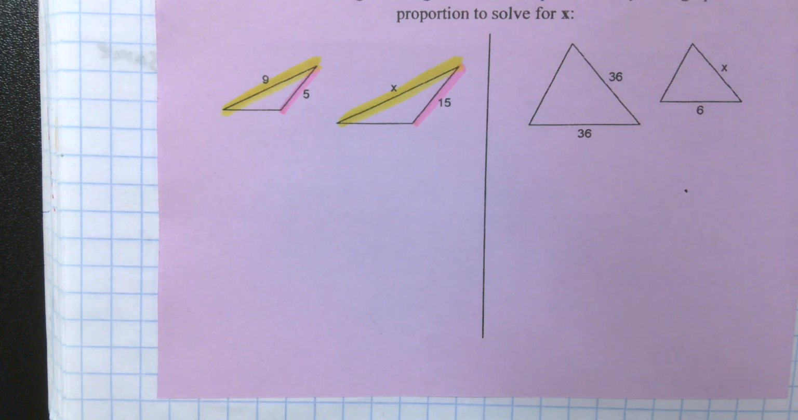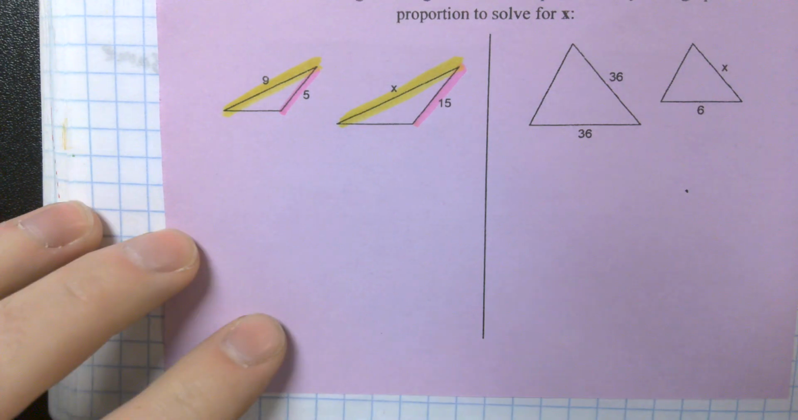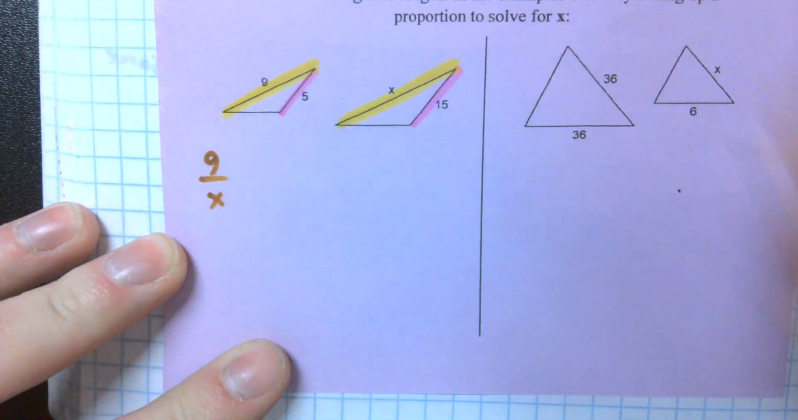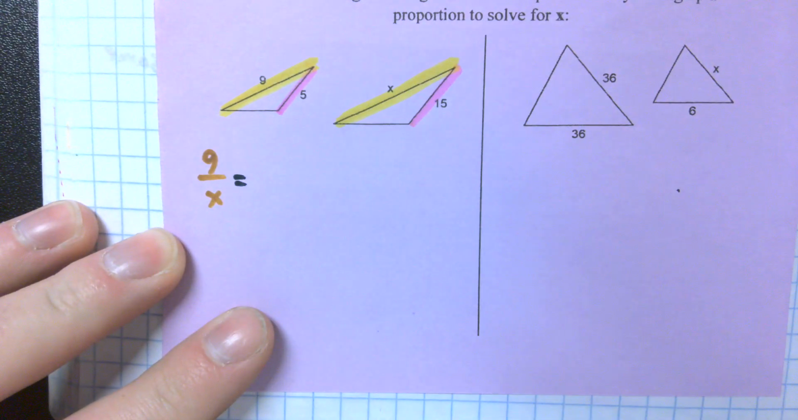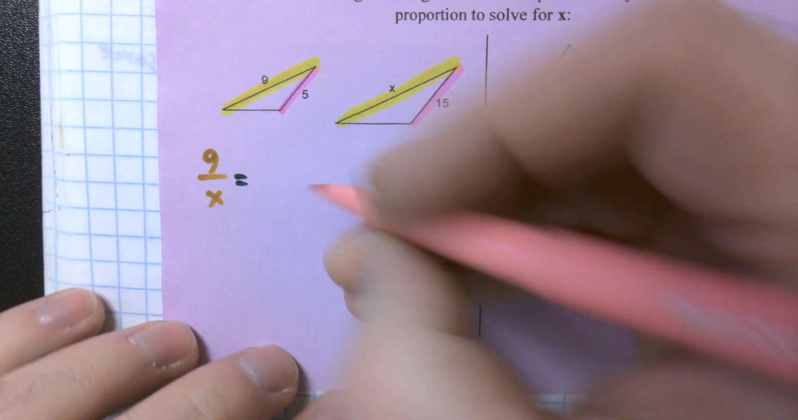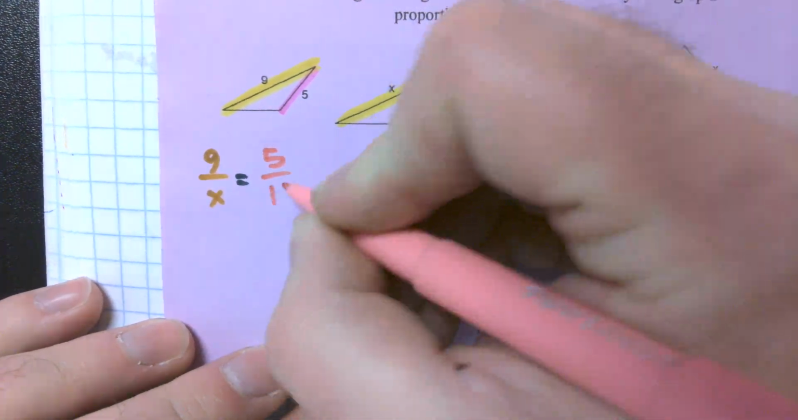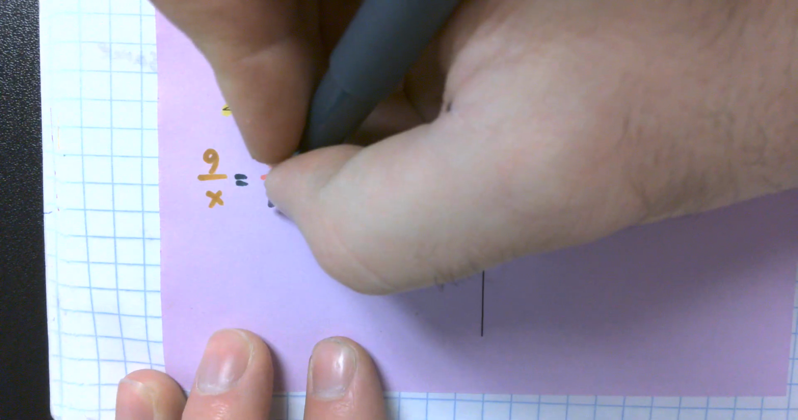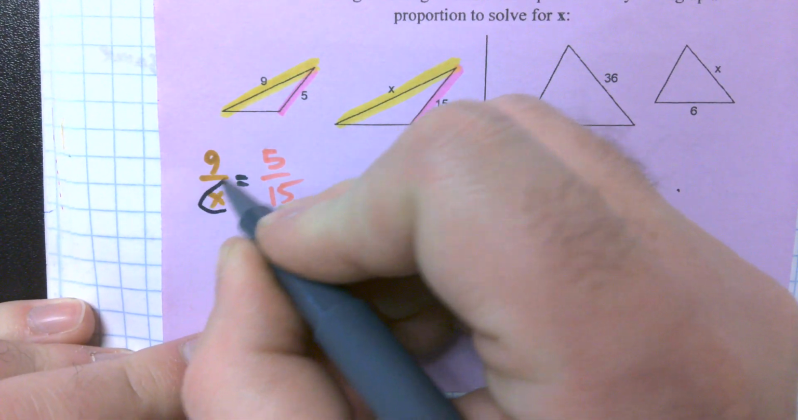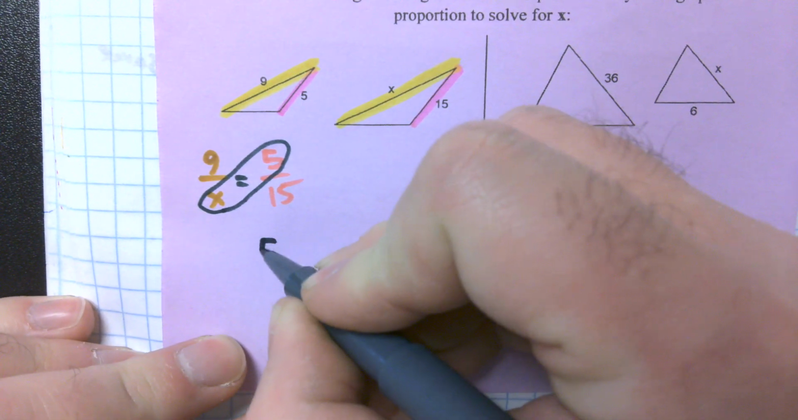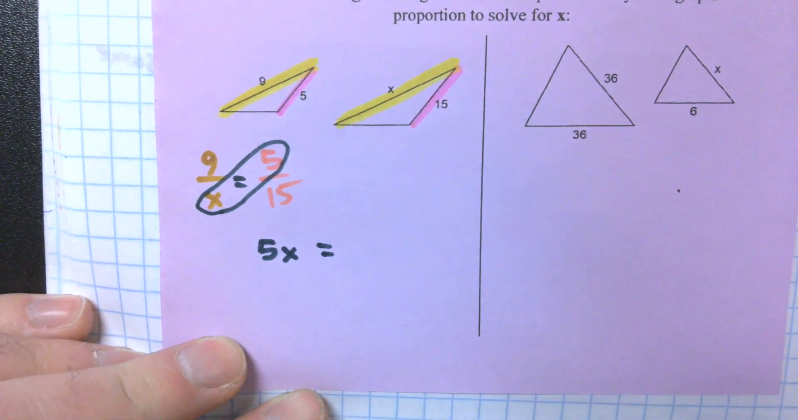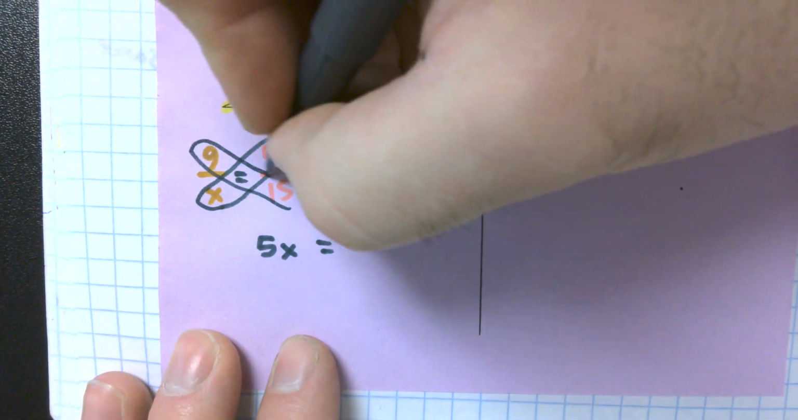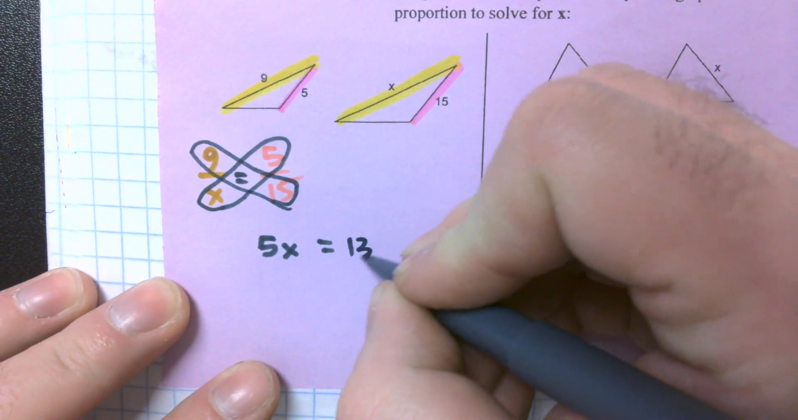Small yellow side over big yellow side is going to look like what? 9 over x. I'm going to set that equal to small pink side over big pink side, which is 5 over 15. When I cross multiply, I'm going to scoop up x times 5. That's going to be 5x. And then 15 times 9. What's 15 times 9? 135.